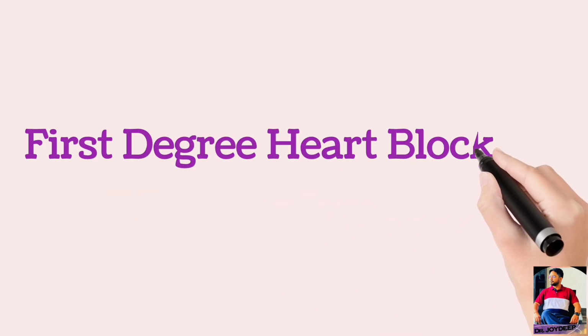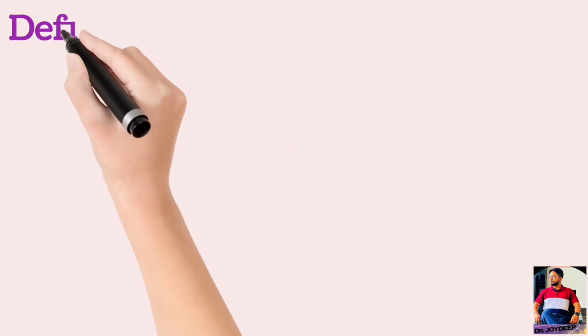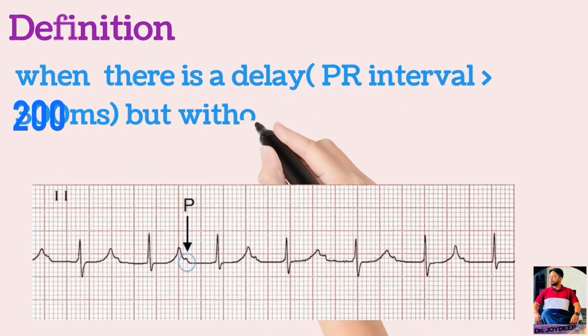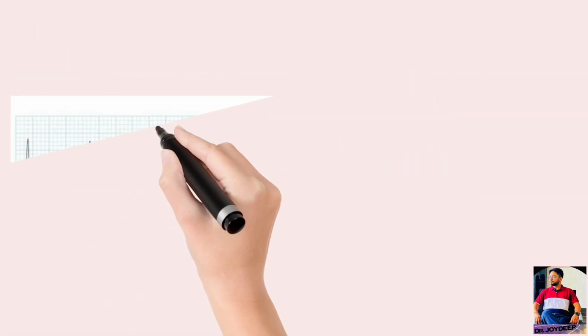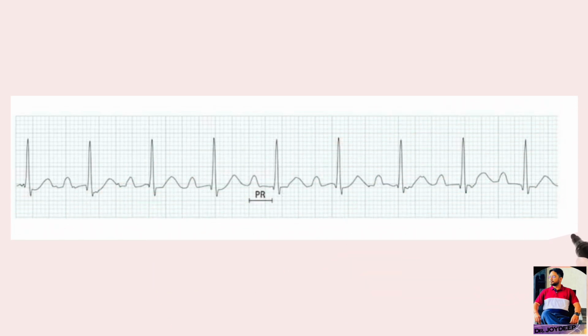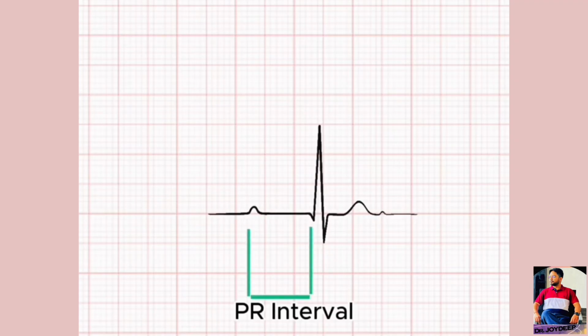First degree heart block. First degree heart block is marked when the PR interval is more than 200 milliseconds, or 5 small squares. There is a delay in the electrical conduction from the atria to the ventricles, but there is no interruption in the conduction of the electrical impulses. In the ECG, we'll see a PR interval of more than 200 milliseconds, or more than 5 small squares, and each P wave is followed by a QRS complex.